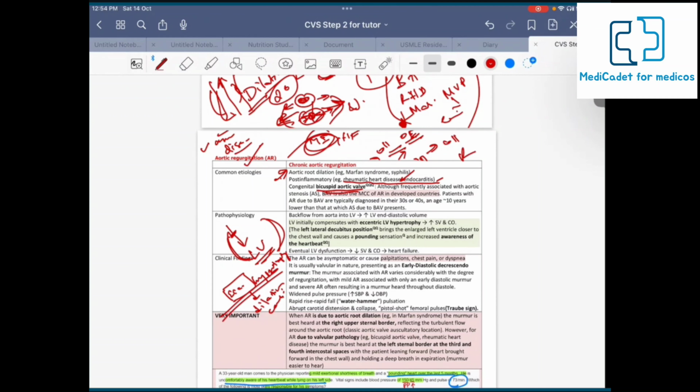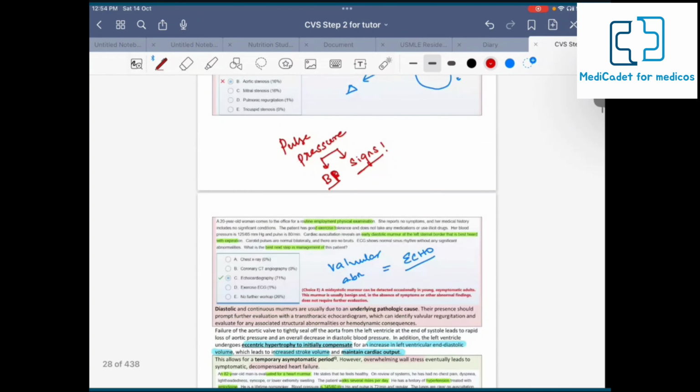All regurgitation murmurs are going to be the same. There is going to be some kind of dilatation. There is going to be eccentric hypertrophy. Doesn't matter pulmonary or aortic. It's just that the dilatation is going to happen in the chamber where the regurgitant blood is reaching. Mostly it is going to be the left ventricle. So eccentric hypertrophy, and you will hear the murmur better in the left lateral decubitus position.